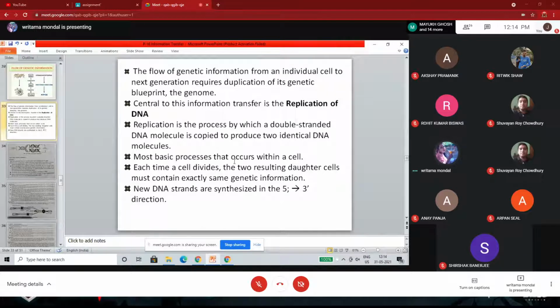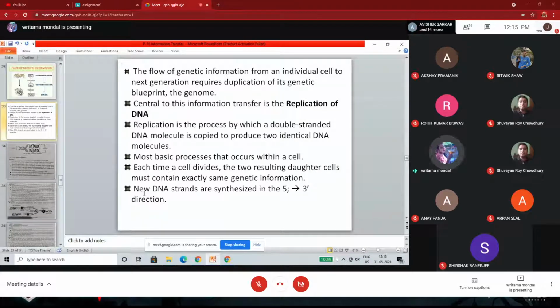It is the most basic process that occurs within a cell. In every cell it occurs. In prokaryotic cells and eukaryotic cells the mechanism is a little different, but in both DNA replication occurs. In the S phase of interphase, as we studied in class 9-10, DNA replication occurs. Each time a cell divides, the two resulting daughter cells must contain exactly the same genetic information.